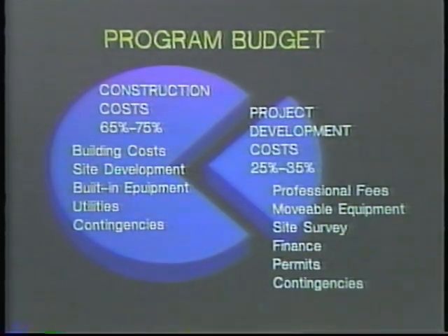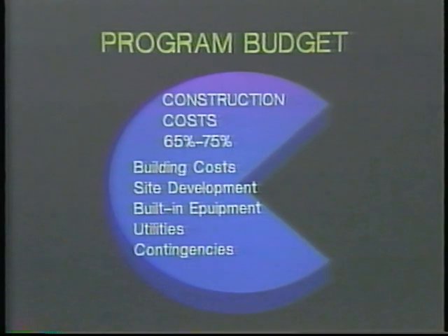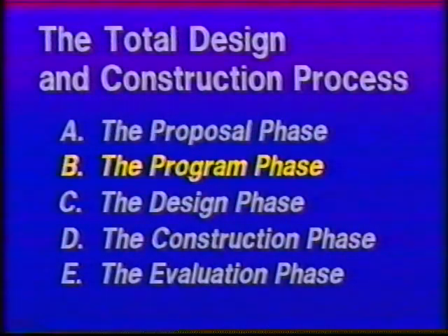The other major category of the preliminary budget is the project development costs. This includes professional fees, movable equipment costs, site survey, financing, permits, and other miscellaneous costs. Project development costs are generally 25 to 35% of the total budget for the project. Be aware that your architect is estimating the construction costs. Once the program is established, the design phase is ready to begin.